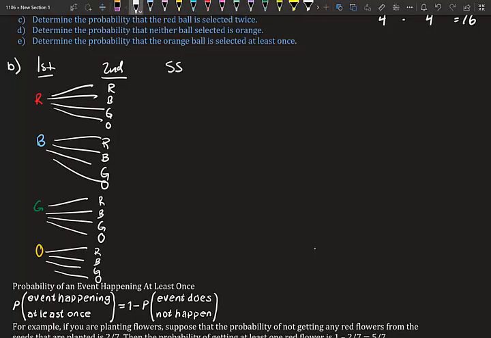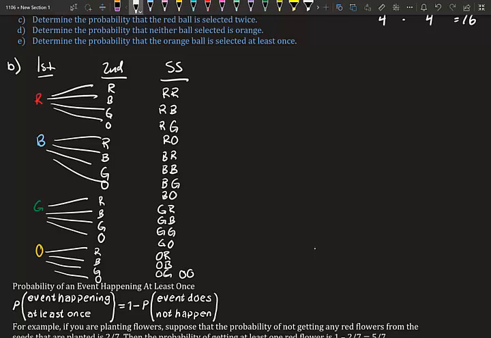So our sample space is red red, red blue, red green, red orange. Then we have blue red, blue blue, blue green, blue orange. Then we have green red, green blue, green green, green orange. Then we have orange red, orange blue, orange green, and orange orange. So those are all of our possibilities, and we have 16 possibilities in our sample space.